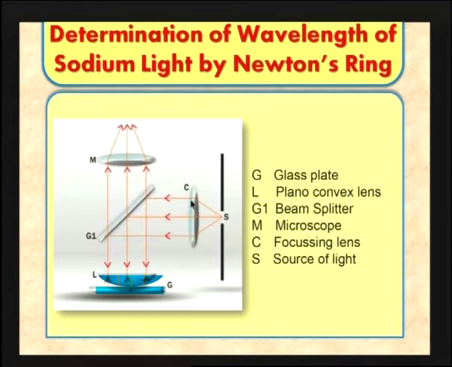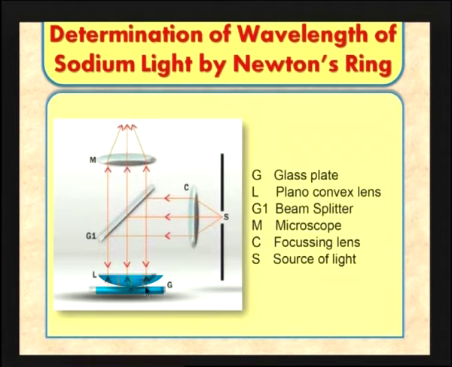Look again: the light rays are incident here, and the rays are reflected by the glass plate. G is the glass plate, reflected, and it travels through the lens and goes here. Carefully observe this light ray that is coming here: it will be reflected back by the bottom of the lens as well as by the top of the glass plate.